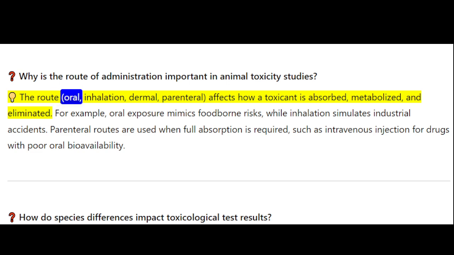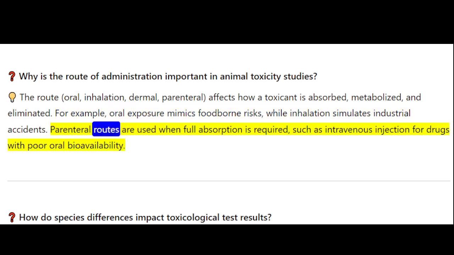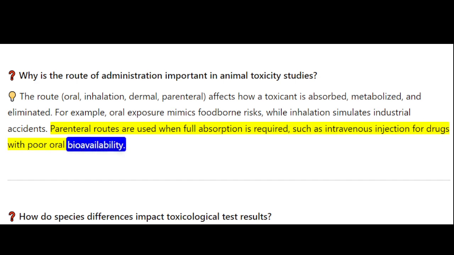Why is the route of administration important in animal toxicity studies? The route, oral, inhalation, dermal, parenteral, affects how a toxicant is absorbed, metabolized, and eliminated. For example, oral exposure mimics foodborne risks, while inhalation simulates industrial accidents. Parenteral routes are used when full absorption is required, such as intravenous injection for drugs with poor oral bioavailability.